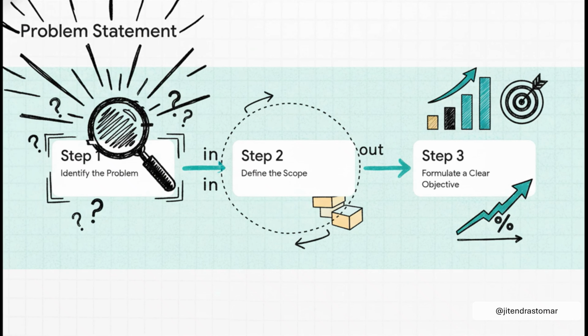First, you just identify the real issue. What's actually going on? Next, you define the scope. What's in and what's out? You can't solve the whole world's problems at once. And finally, you create a clear, measurable objective. A good objective doesn't sound like, let's improve sales. It sounds like, let's increase Q4 sales by 15% in the Western region. You see the difference there? One's just a wish, the other is an actual target you can aim for.